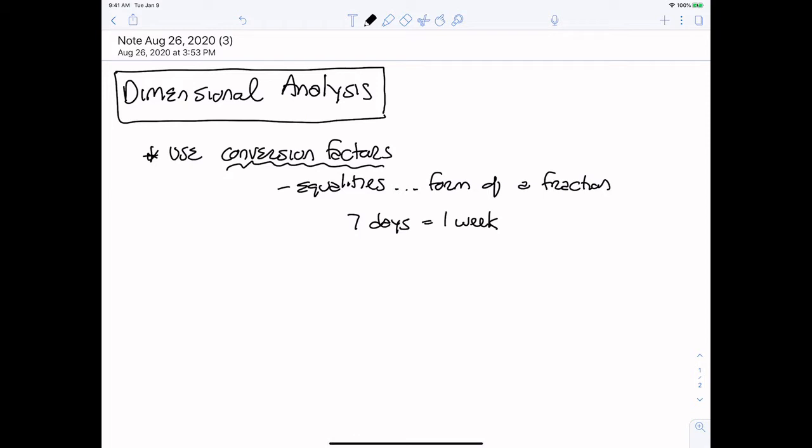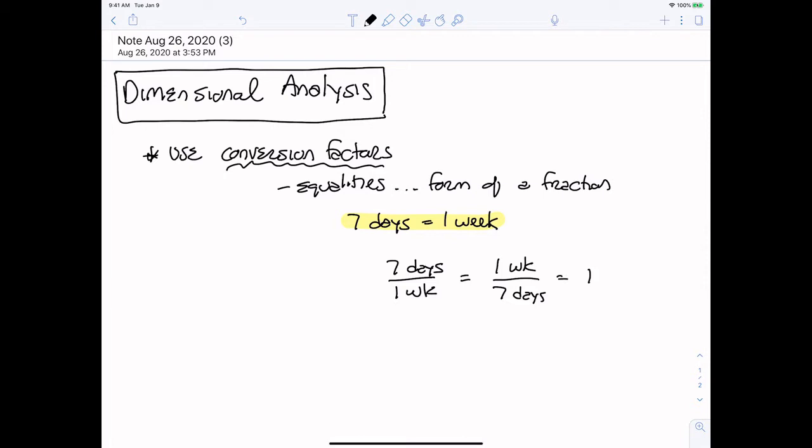Generally, I'll just give you the equalities, and then when you set up your problem, you'll put them in a fraction. So a fraction is just one over the other, correct? So if I did 7 days over 1 week, I could also do 1 week over 7 days, right? I'm just taking this equality and I'm making a fraction out of it, one on top of the other. Since they're equal to each other, what are those fractions equal to, right? If I have two things that are equal and I put one on top and one on the bottom, what is that fraction going to be equal to?